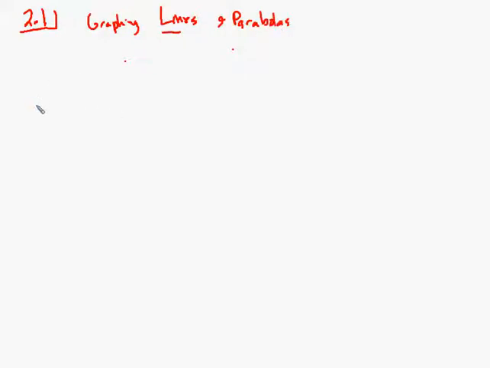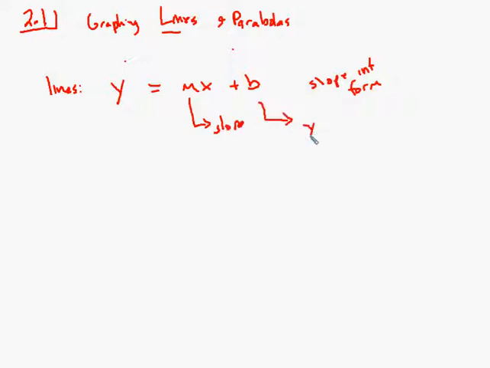So for lines, as we did in our review at the beginning of the year, or rather summer, we have a couple equations that we need to remember. y equals mx plus b, and this is our slope-intercept form, where m is our slope and b is our y-intercept. So it'd be (0, b) is our y-intercept. And what we do when we graph this is we go to wherever b is.